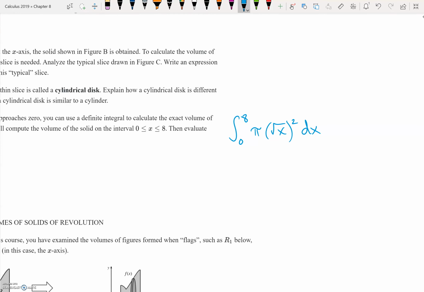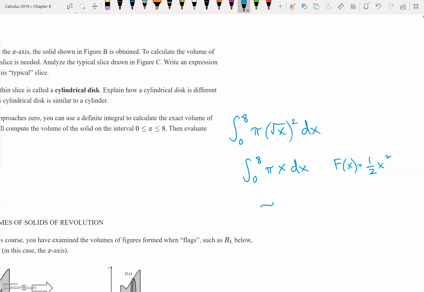The square root of x squared is going to be x. So this is just saying from 0 to 8, pi x. I know it's actually the absolute value of x, but we're going to simplify this as x. So we're going to take the antiderivative of this. Remember that pi is just a number. So what is the antiderivative of x? That's going to be 1/2 x squared.